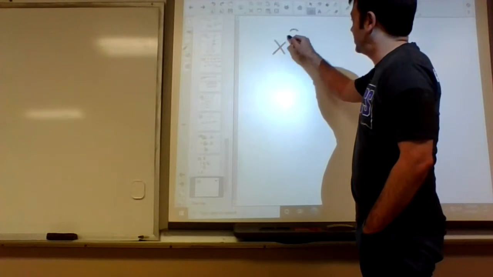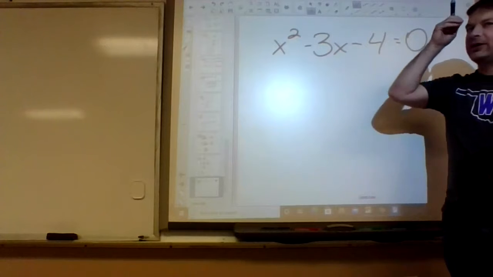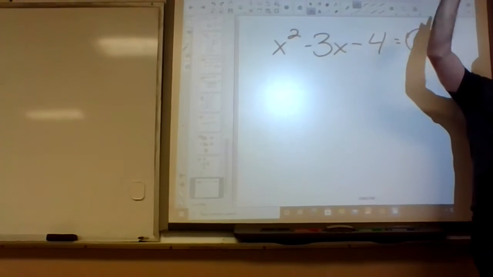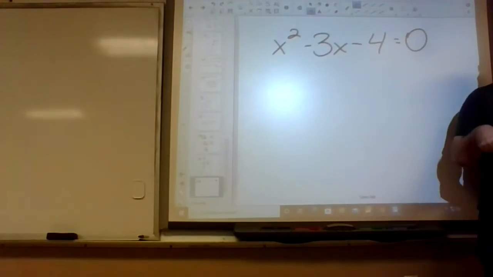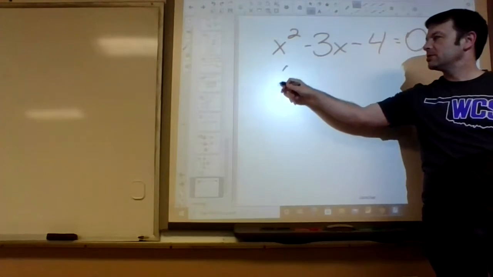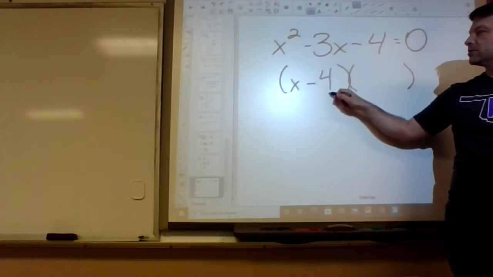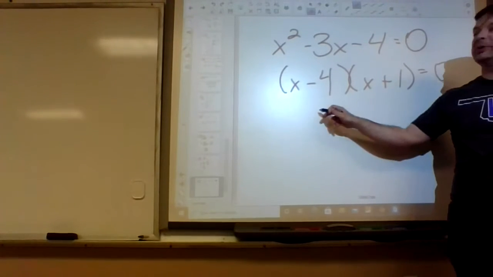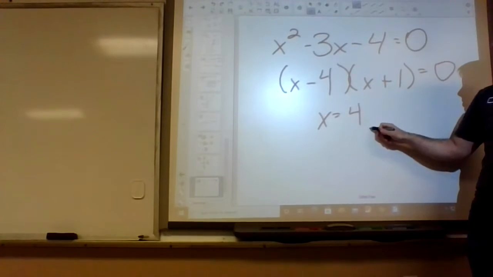Let's review really quick here. How can I solve this equation? Wouldn't it be what multiplies into 4 and what adds up to 3? So we have to put x in the parentheses and factor. So it'd be negative 4 and minus 1 or plus 1. And then the answers would be, what makes this 0? Or this 0? Positive 4, negative 1.